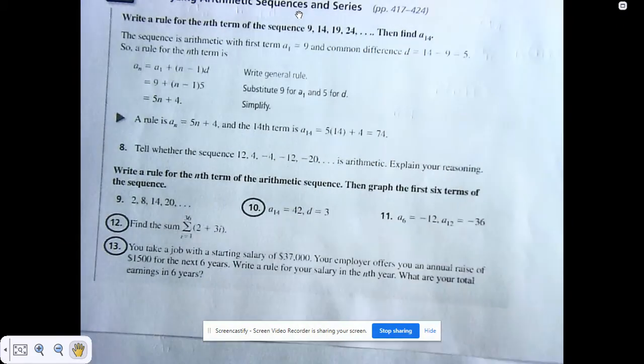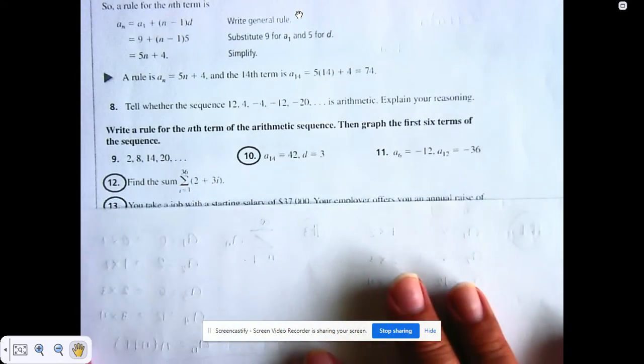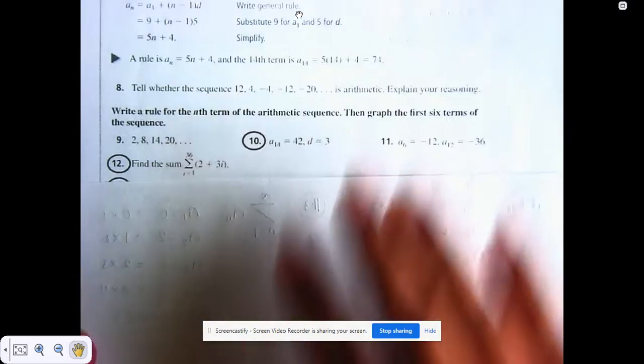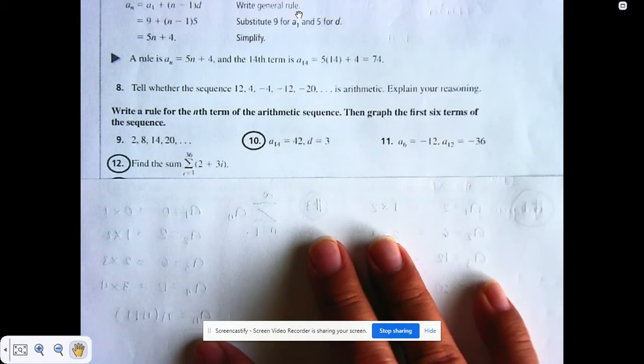Okay, so next, the problem is number 12. So I'm going to write it back. So number 12, find the sum. Okay, so let me put it right here. Sum number 12.